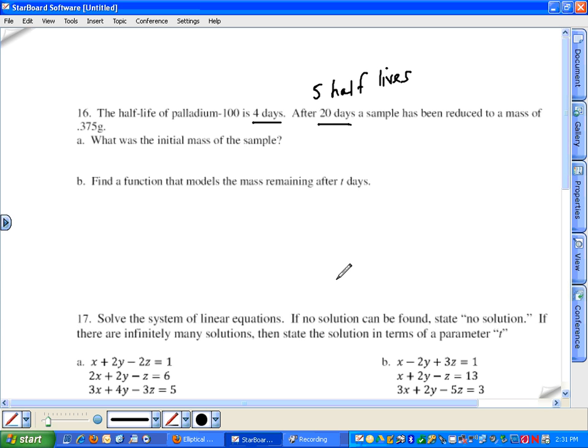Okay, so if we maybe think backwards: if after 20 days 0.375 is remaining, what was remaining for the half-life before that one, and then the half-life before that one, and the half-life before that one, all the way back until we've reversed 5 half-lives, and we can figure out the original amount that way.